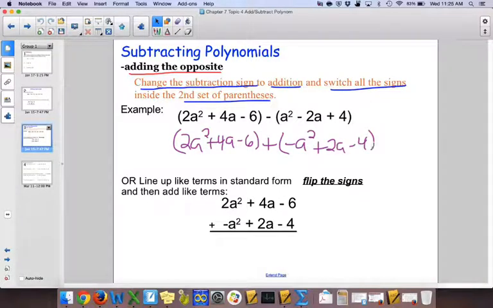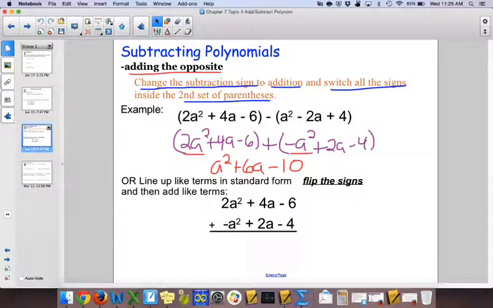Alright, so I've rewritten it, and now I'm going to do what I did in the last slide, which is add them together. So I have a 2a squared and a minus a squared, which is going to be a positive a squared. I have a 4a and a 2a, which is a plus 6a, and then a minus 6 and another minus 4 would be a minus 10.